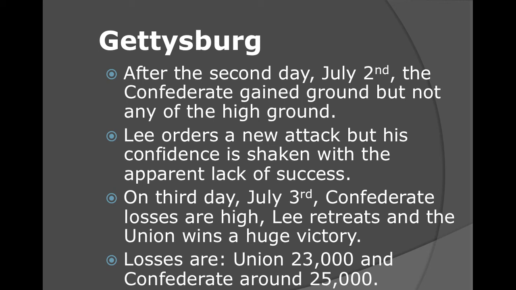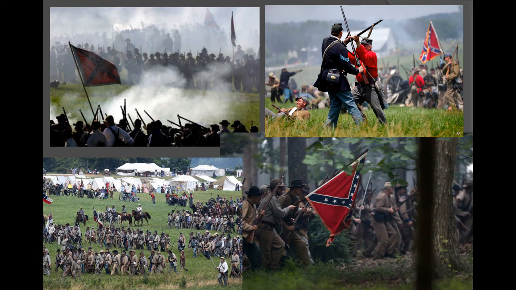At the end of July the 3rd, the Union losses were about 23,000 men, and the Confederates around 25,000. So a lot of dead and wounded at Gettysburg. And on the same day that the city of Vicksburg is surrendering to Grant in Mississippi, on July the 4th, Robert E. Lee is retreating in defeat back into Virginia.